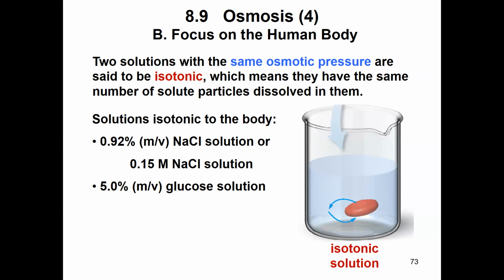And so we can classify the solution that surrounds a cell, for example, a blood cell. We can classify that solution as isotonic if the osmotic pressure is the same on both sides of the semi-permeable membrane. That means they have the same number of solute particles dissolved in them. And so typically you would be given those values for solutions isotonic to the body.